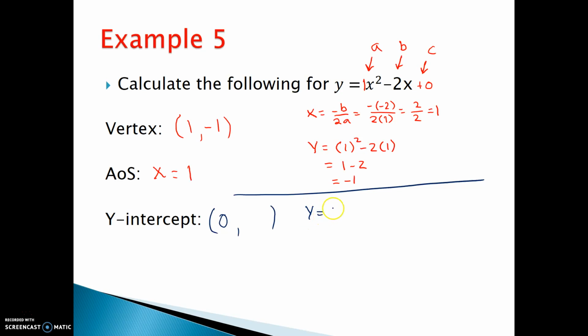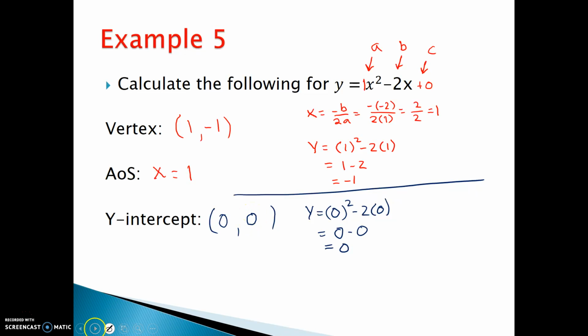Y equals, and we're going to plug in 0 squared minus 2 times 0. Well, this is weird. What is 0 squared? 0. 0 times negative 2 is, well, minus 0. 0 minus 0 is simply going to be 0. So my y-intercept is going to be at 0, comma, 0.